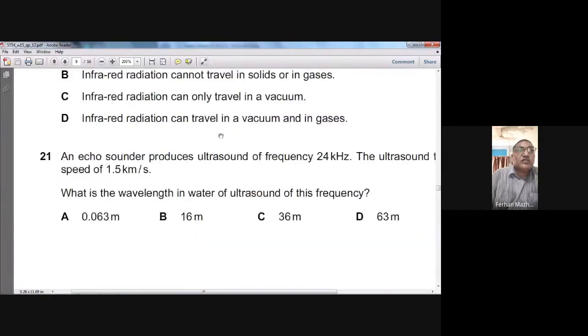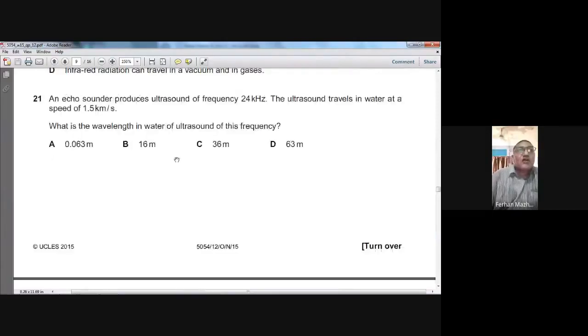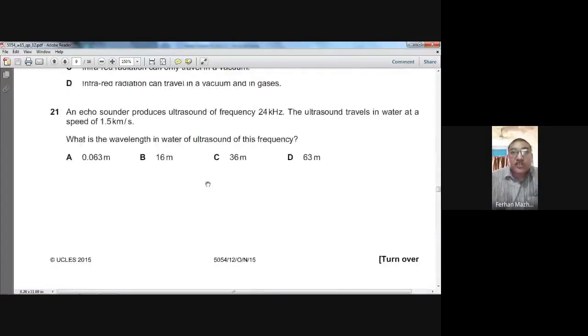Okay. So on your screen right now, we have an echo sounder that produces ultrasound of frequency 24 kHz. The ultrasound travels in water at a speed of 1.5 kilometer per second. What is the wavelength in water of the ultrasound of this frequency? We know the speed, 1.5 kilometer per second, and we know the frequency, 24 kilohertz. And the question is, what is the wavelength?